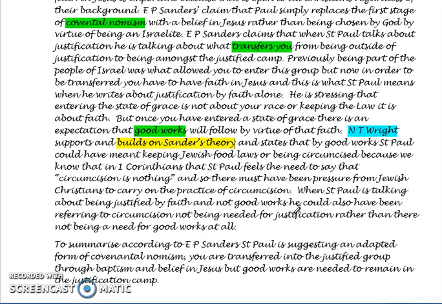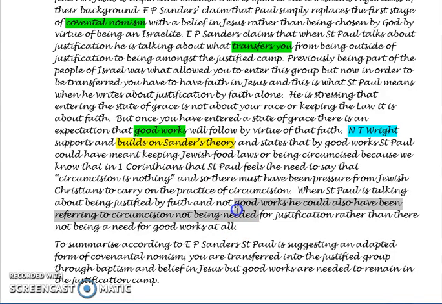And that's in 1 Corinthians. And so there must have been a pressure on St. Paul to say to the Gentile Christians, if you want to be saved, you need to be circumcised. And St. Paul is railing against that. And so N.T. Wright, building on Sanders, says that perhaps when St. Paul is dismissing works, he's also perhaps dismissing ideas that you needed to be circumcised in order to be saved.